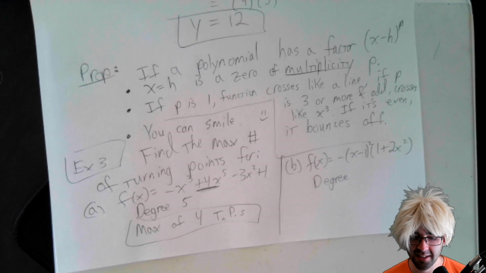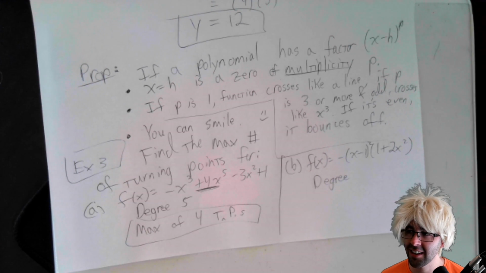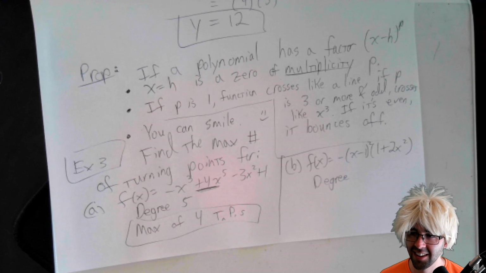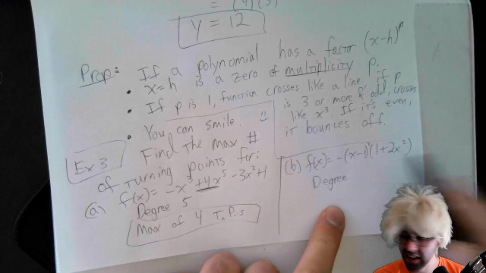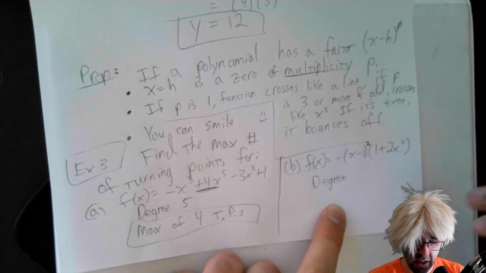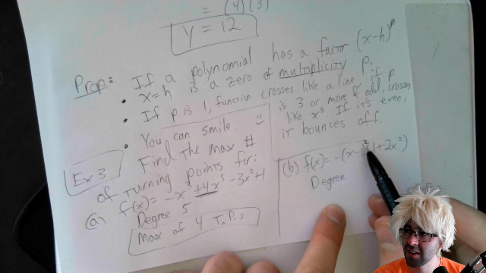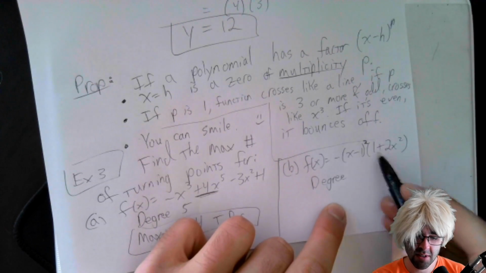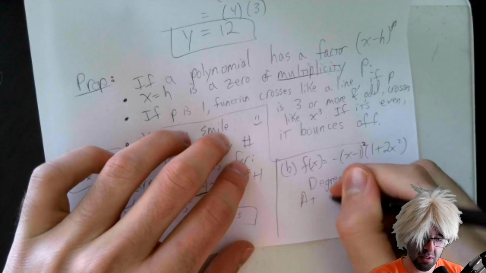It's not 6. It's not 3. Because notice what we have here. This one, it's kind of hiding. This has a 0 of 1 and multiplicity 2. Yeah, it's 4. And this has 2 zeros. Degree is 4, so at most 3 turning points.